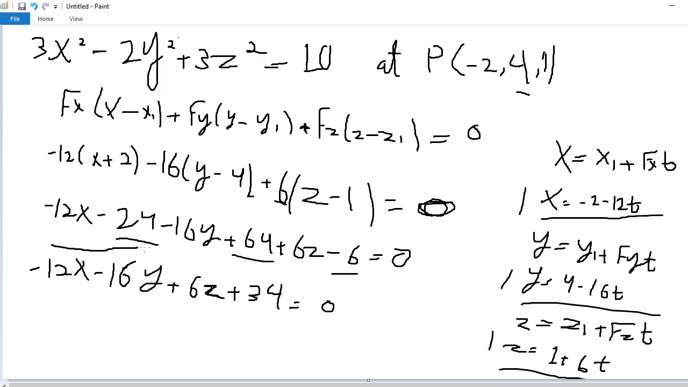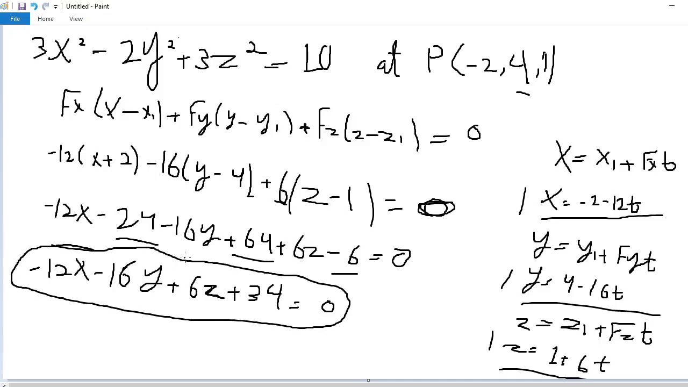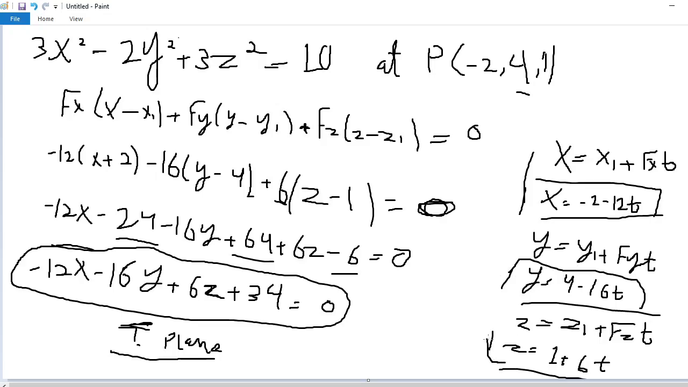These are the normal line equations for x, y, and z. Okay, this answer is for the tangent plane, and these answers here, 1, 2, 3, are for the normal line solutions. Yeah, this is it.